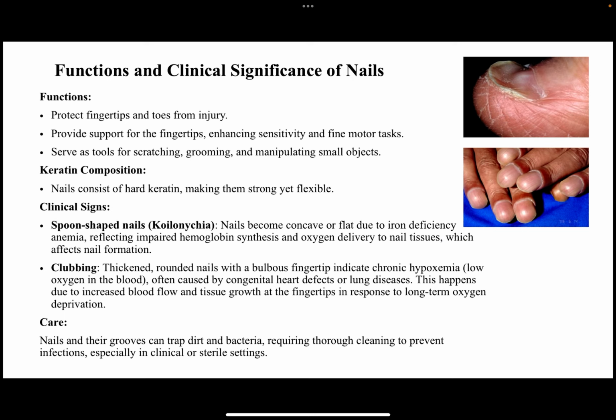We have another condition we call clubbing. Clubbing is when the nails become rounded, and it's a sign of chronic hypoxemia, low levels of oxygen in the blood. It is very common in congenital heart defects. It happens as a result of increased blood flow and tissue growth at the fingertips in response to long-term oxygen deprivation.